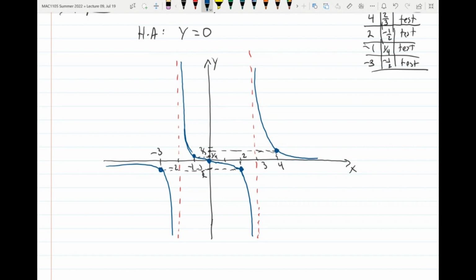Okay. Questions? Again, we're just sketching. If you want something a little bit more precise, then you should probably plot more points here and so on. This gives you a general idea on how the graph looks like.